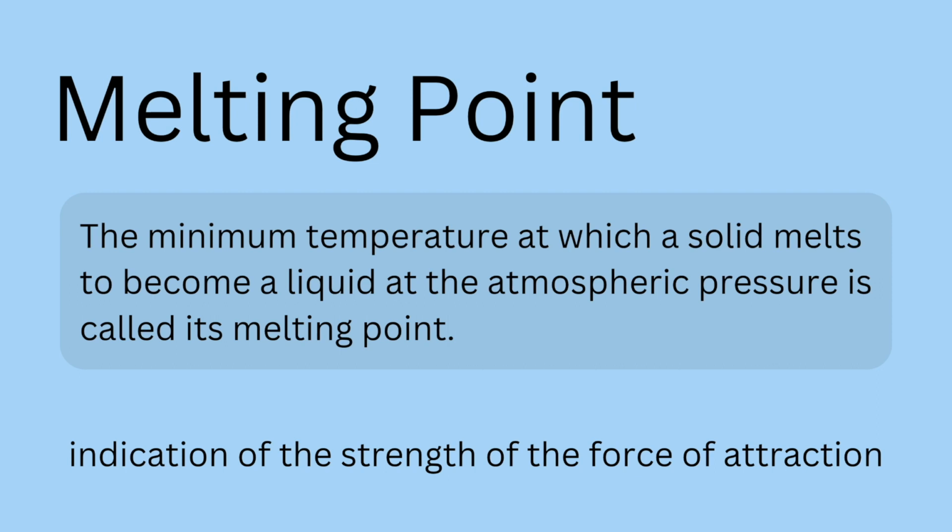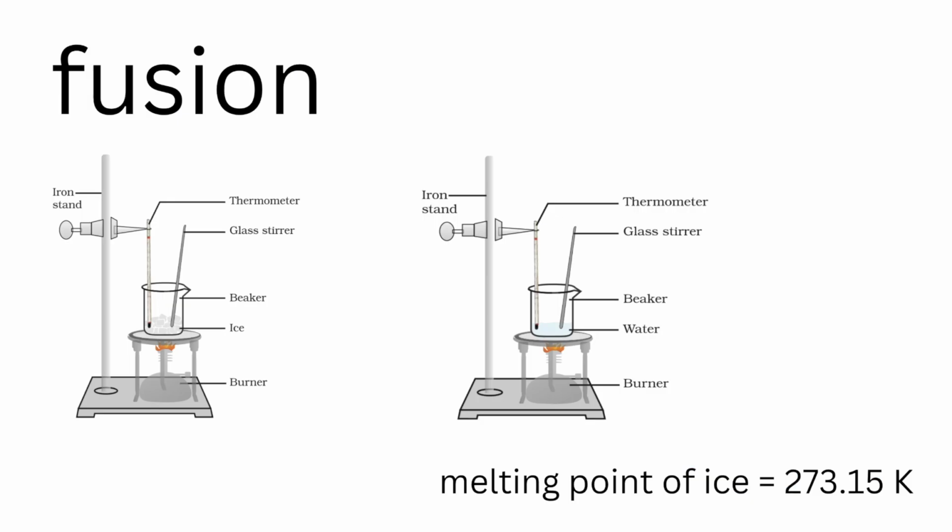Melting point. Melting point is the temperature at which a solid melts to become a liquid at atmospheric pressure. That is what we call melting point. We will also see something called fusion in the later slides, but generally speaking, when a solid melts at a temperature at atmospheric pressure, that point is what we call the melting point. And it generally indicates the strength of the force of attraction between the particles of matter.